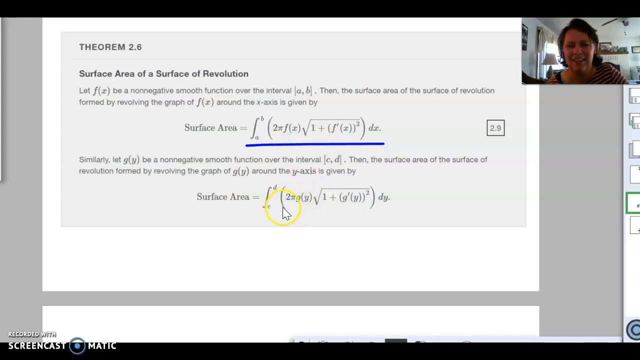And then down here, this is if you were going to revolve it around the y-axis. It would be just in terms of y instead of in terms of f.